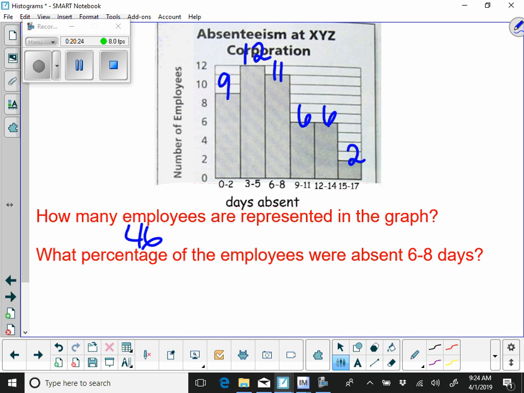Okay? And what percentage of them were absent 6 to 8 days? So that's how many out of 46? 11 out of 46 gave you what? 24%. Good job.